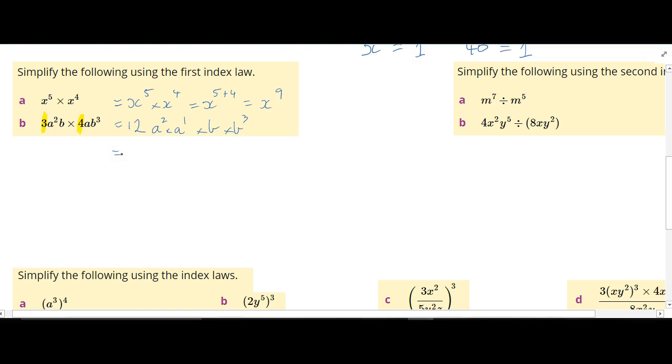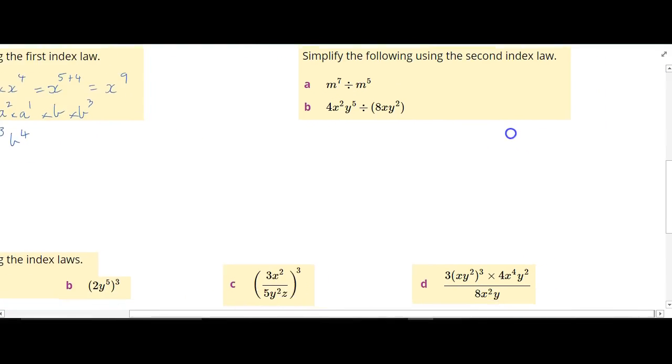I usually skip this step and count how many of the pronumerals there are. There's 2 in there and there's 1 in there. So we're going to get a^3. And as far as b's are concerned, there's 1 b and 3 b's there. So there's 4 b's in total. Okay, that's your answer.